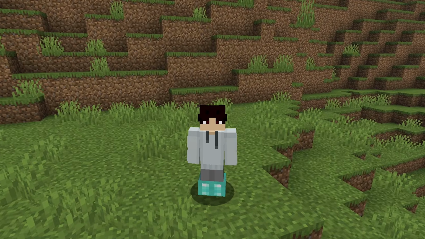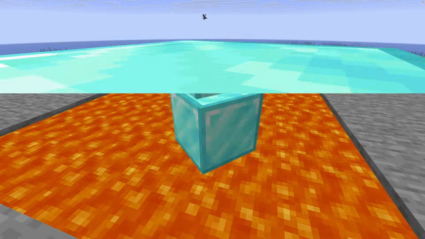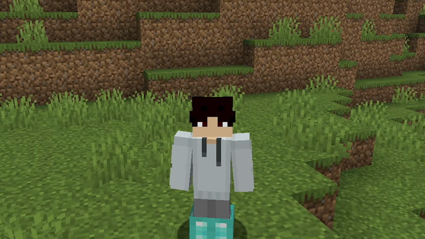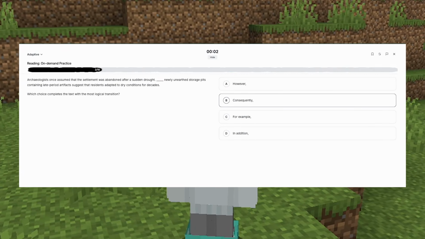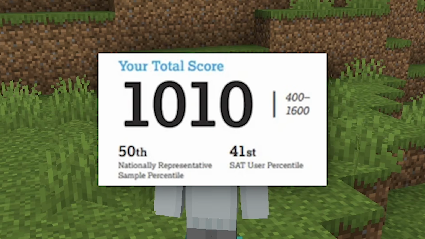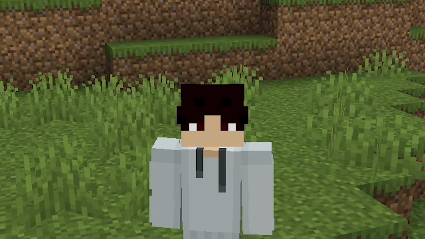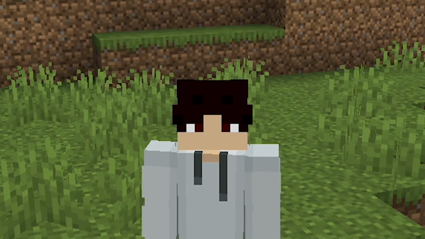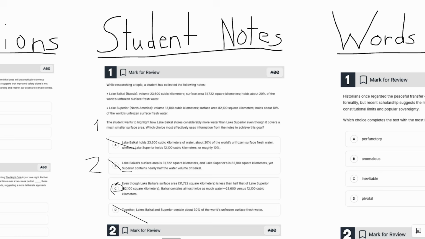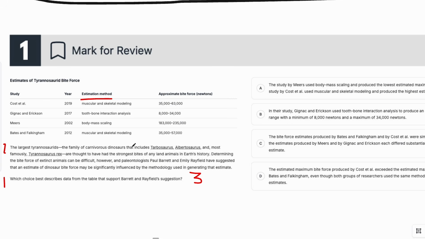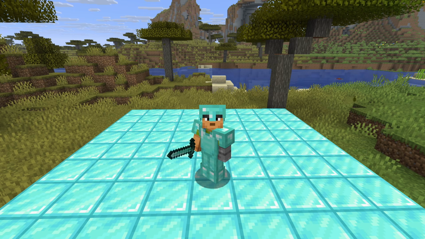If you don't use these methods, practicing reading will always be a struggle for you. And no matter how many practice problems you do, you'll always find it difficult to actually improve in this section. But if you do use these methods, every single time you do a practice problem in the reading section of the SAT, you actually know what you need to improve on if you get it wrong.